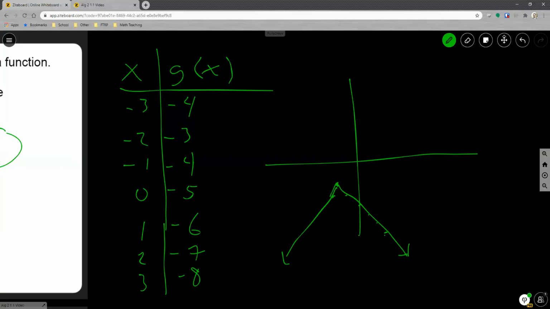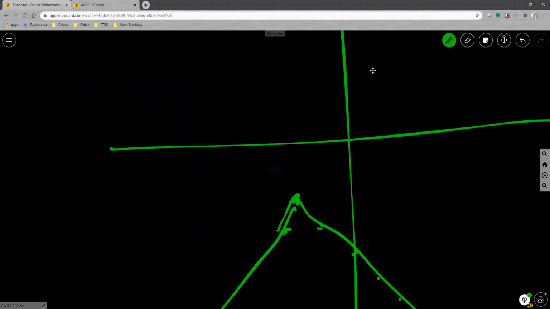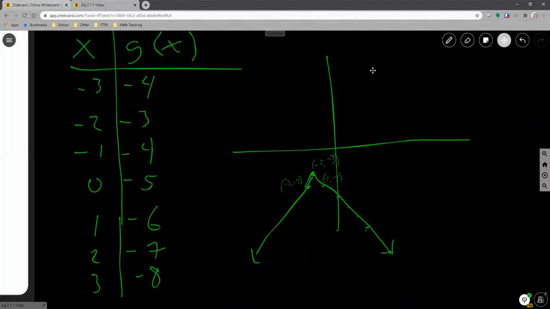The point of this function is over here at -2, -3. This is not to scale, it doesn't look perfect, but I'm at -2, -3. This point next to it would be -1, -4. Over here would be -3, -4, and so on, if I wanted to graph all my points. So I've got this upside down absolute value. It looks like the point has been moved.